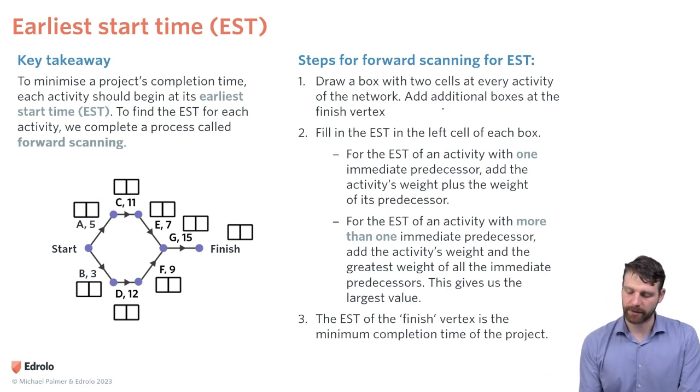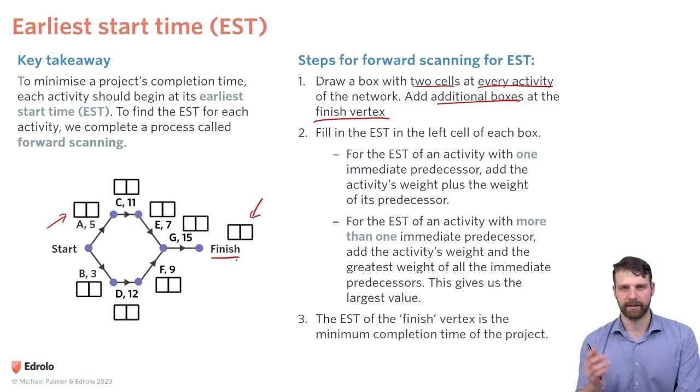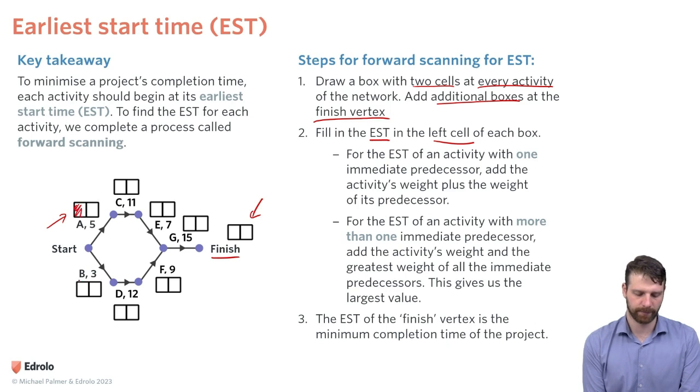So our steps are to draw a box with 2 cells at every activity of the network. So we can see that's being done here. And we also need to add additional boxes at the finish vertex. So this finish vertex needs its own double cell box as well. Step 2 says fill in the earliest start time in the left cell of each box. So that's these ones here. So we'll fill in all these boxes first until we get to the finish.